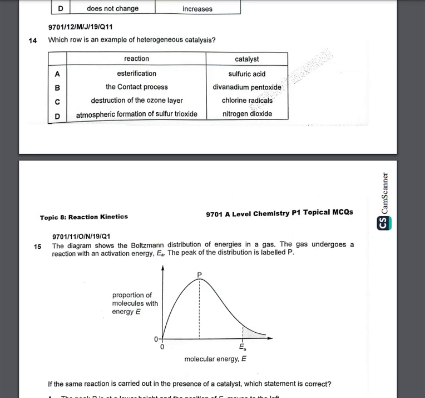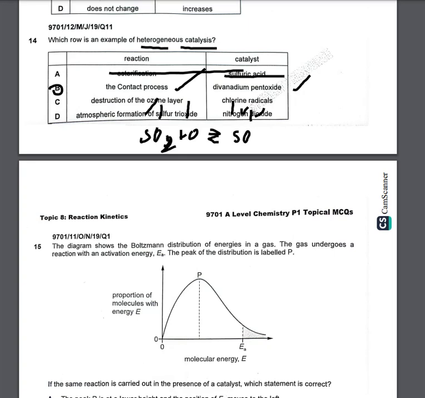So question number 14. Which row is an example of heterogeneous catalysis? So this is a good question. Reaction in esterification, catalyst is sulfuric acid. The contact process. Now you have studied the contact process in your O levels. Ignore all the others. In the contact process, SO2 is converted into SO3 in the presence of vanadium pentoxide, V2O5, which is a solid, while all these reactants are gases. So this is an example of heterogeneous catalysis.